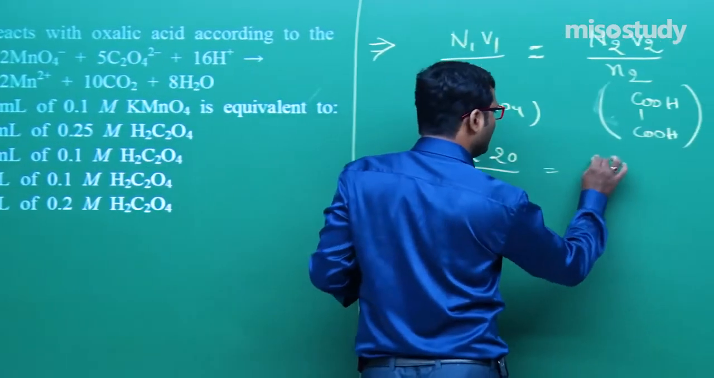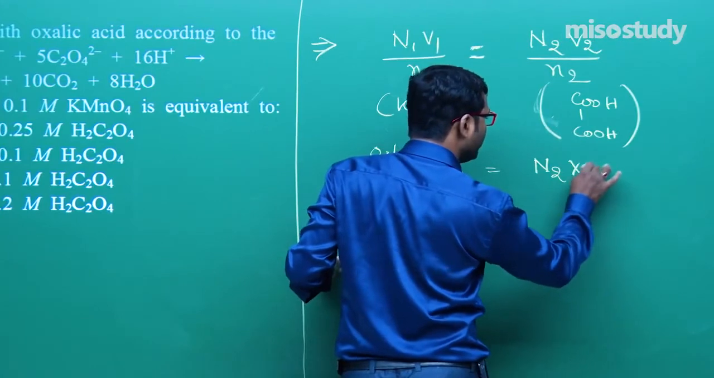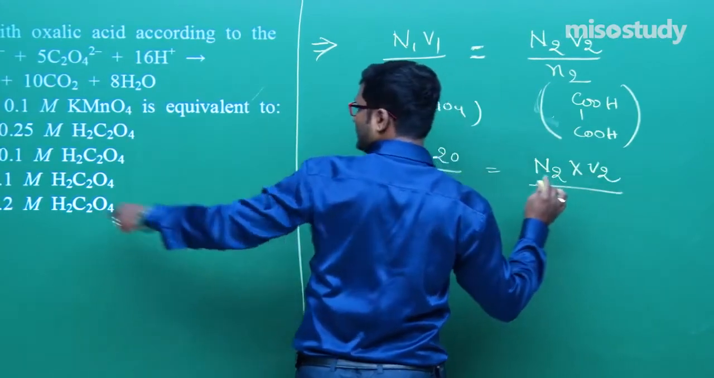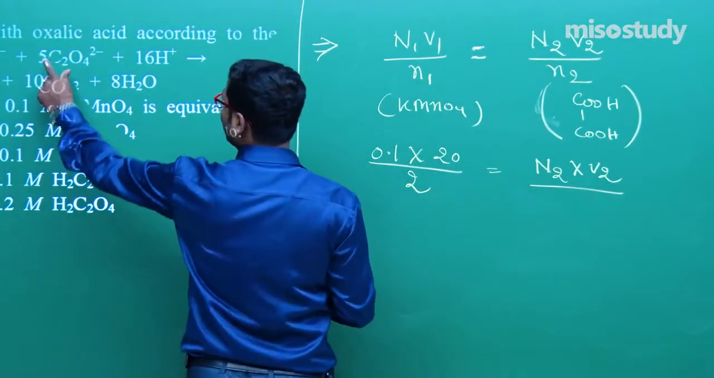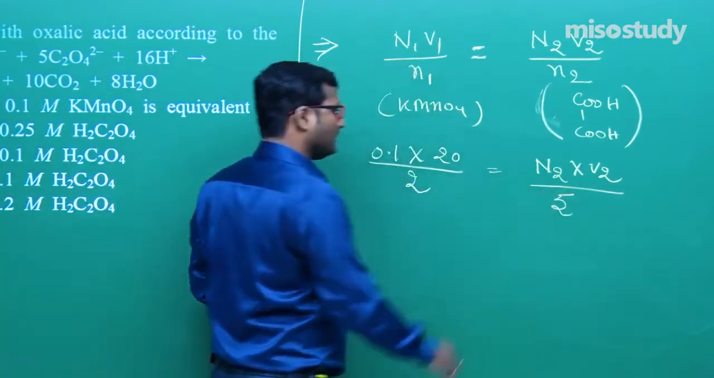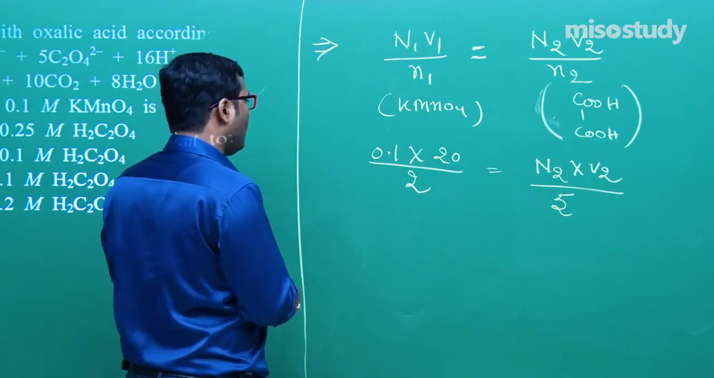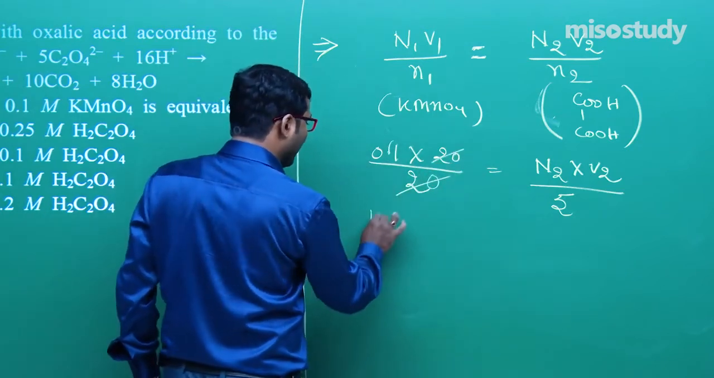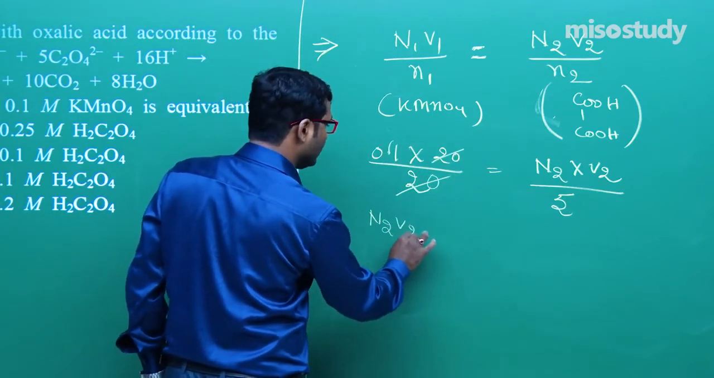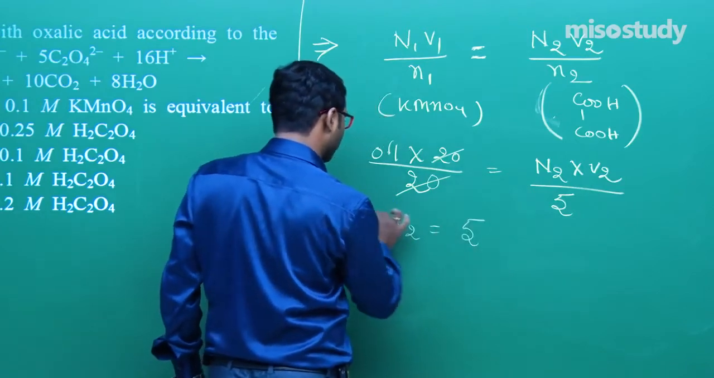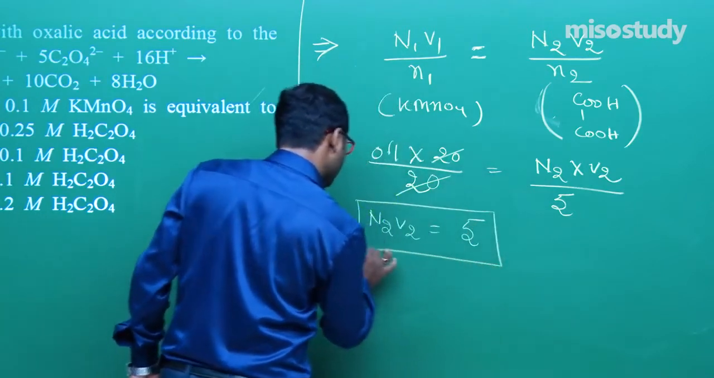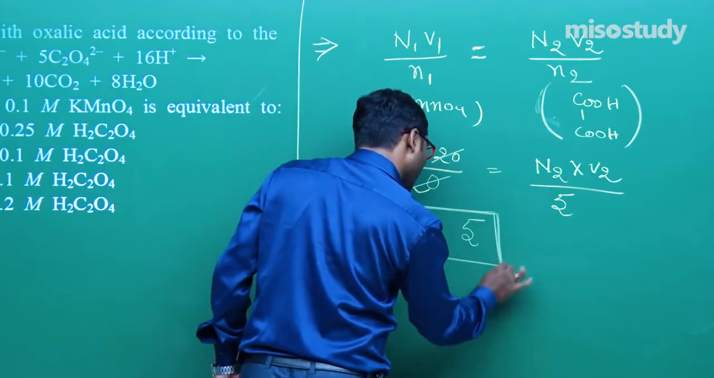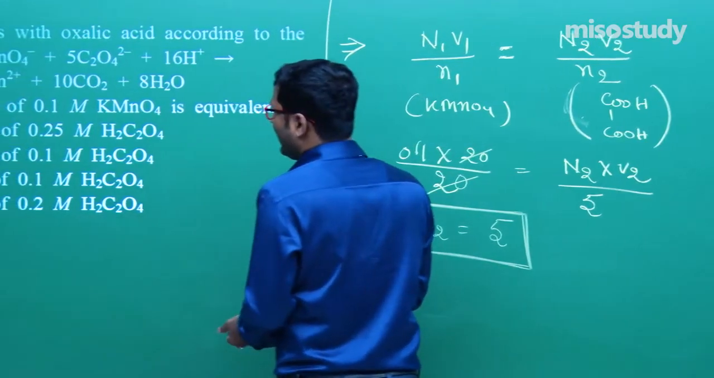Now what is N2? We have to find N2 into V2, because the rest is given. And what is N2 here? That is 5. Clear? Now put the value. Here 10, this one will cancel this one, and N2V2 is equal to 5. Now which option satisfies the formula N2V2 equal to 5?